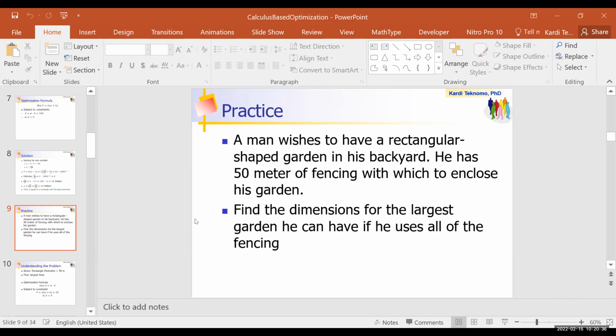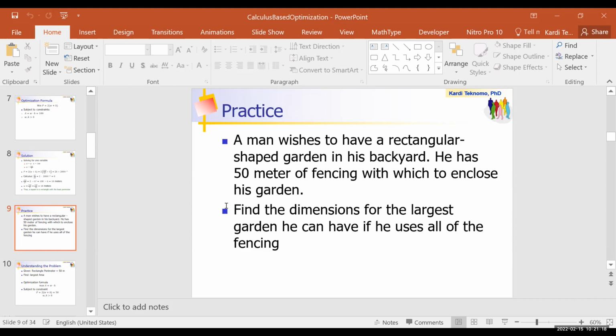What is this problem about? It's almost the same with the previous one, but it's reverse. So what is given in this case? Given is the rectangular shaped garden. So what is 50 meter in this case? The perimeter. Correct. The perimeter is to enclose his garden.